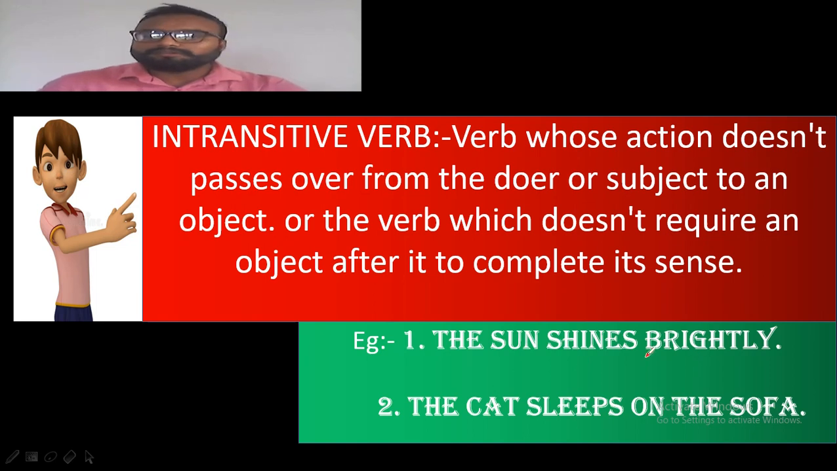Brightly is an adverb. It's a complement. So if you frame the question with the help of what shines? The sun. The answer is the sun only, which is the subject. So it means that shines is an intransitive verb. Here the effect, the action, remains limited to the action word only, and therefore this action word is intransitive, it is not transitive.